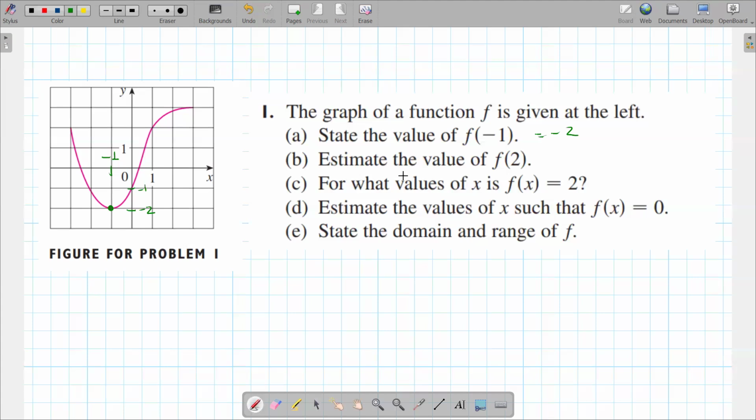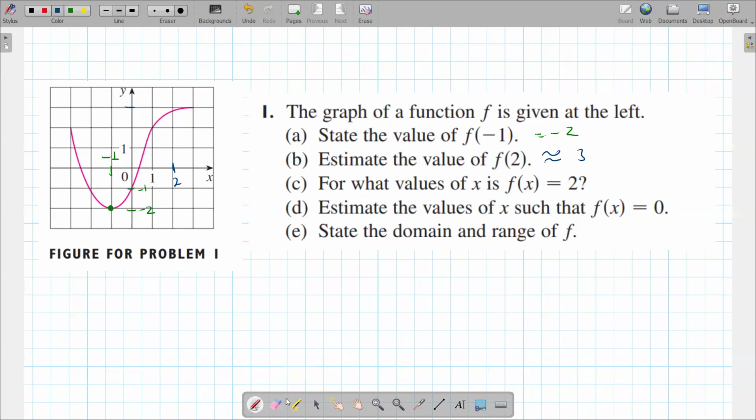What's f of 2? Very simple again. You just look at what the y value is when the x value is 2. What is it? It's almost 3. Estimate the value of f of 2. We're gonna say it's almost 3. So this symbol here means approximate, okay? So you can kind of say it's almost 3.